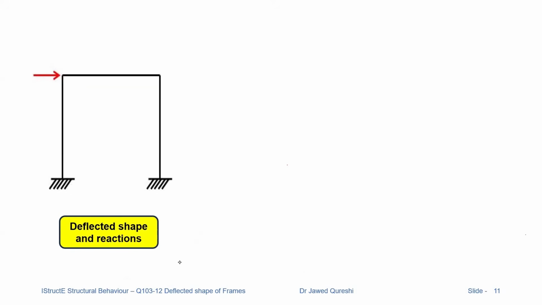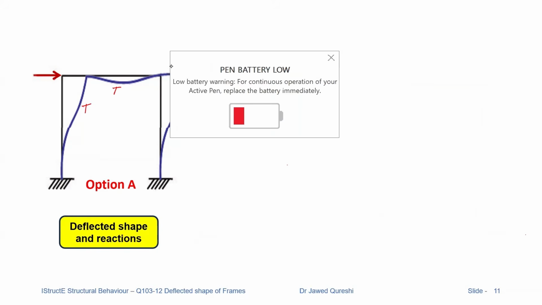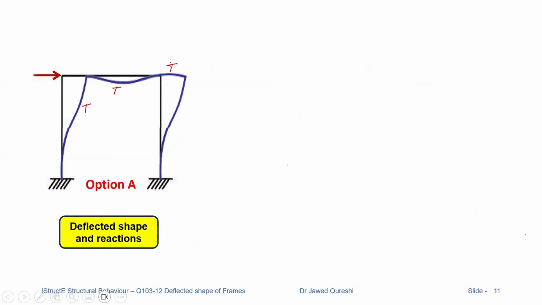Let us now find out direction of reactions and draw the deflected shape. This is the deflected shape and option A is the correct option. So first I will write the direction of tension. So here we have tension here, tension at this point, tension at top, and tension.